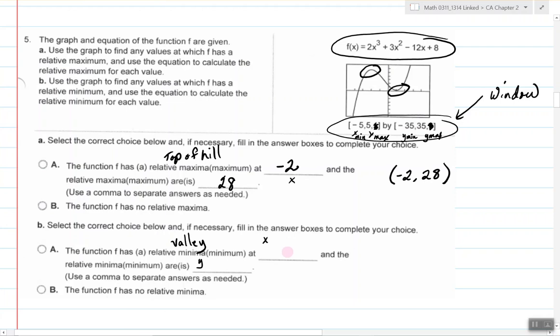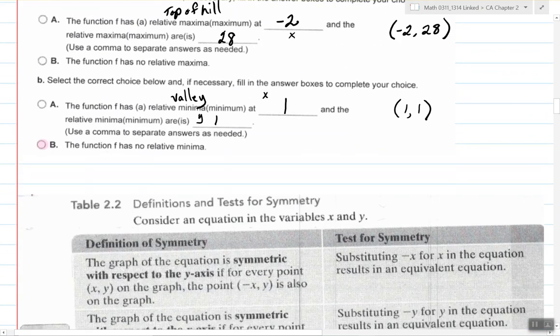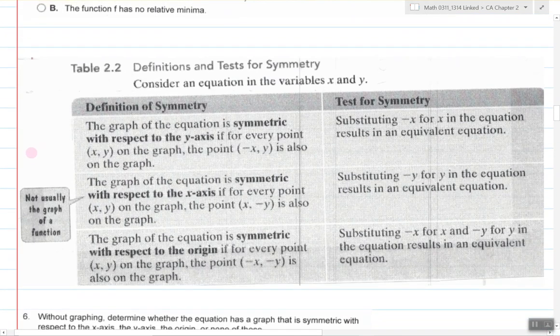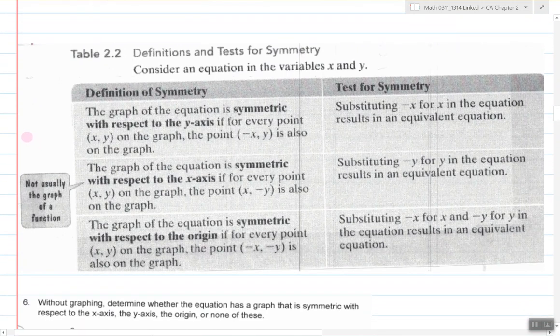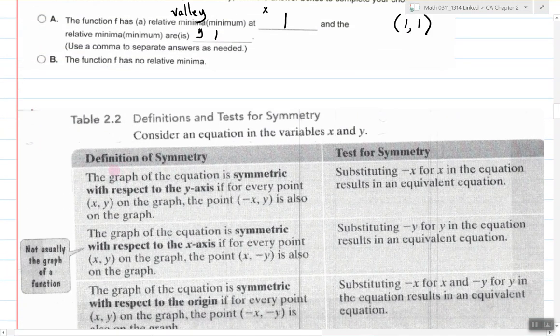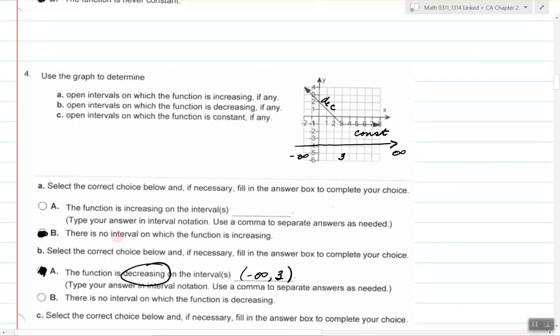It has a minimum when the x is 1 and the minimum value is 1. The point was 1, 1. So the relative minimum, that means at what x, is 1. And the actual minimum means how high up or how high down it is, and it was 1. Okay? I know that's a little bit crooked, but let me go back here for just a minute.